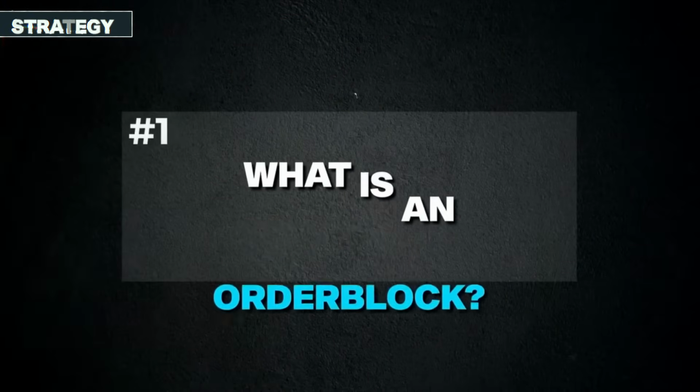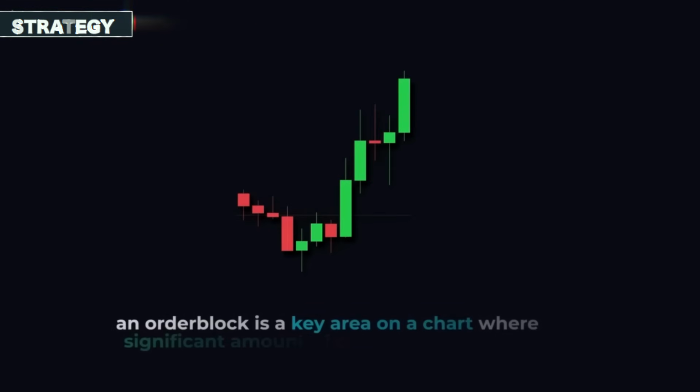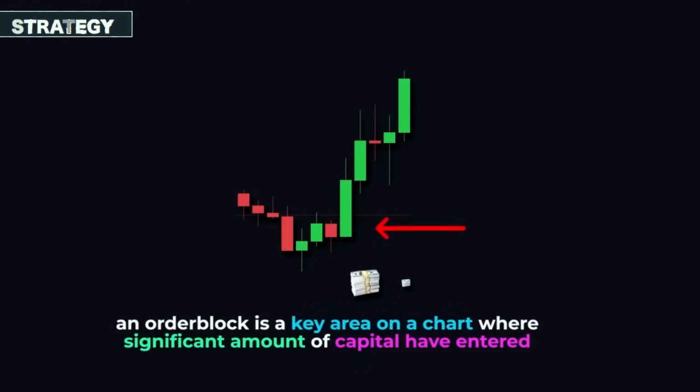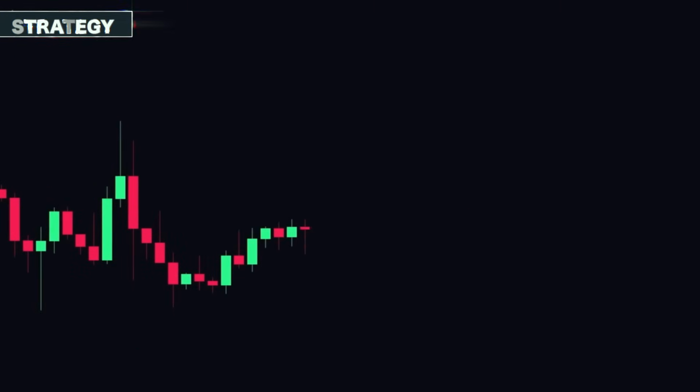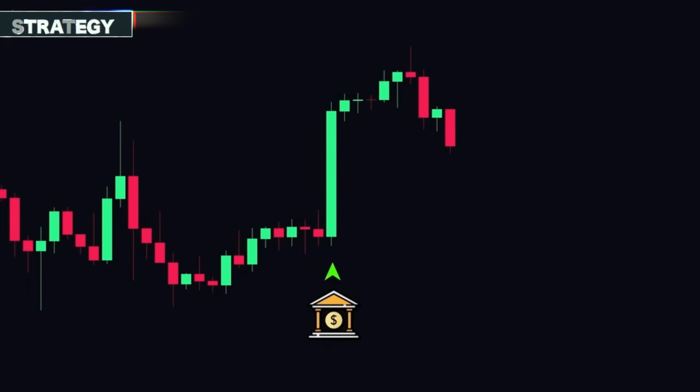First, let's start by understanding what an order block is. An order block is a key area on the chart where significant amounts of capital have entered the market, typically by big banks or large institutions, often referred to as smart money. Since they trade with substantial capital, their actions usually cause noticeable price movements on the chart. So if you notice the price moving sharply from a specific area, like this one, it could indicate that smart money has taken a position.